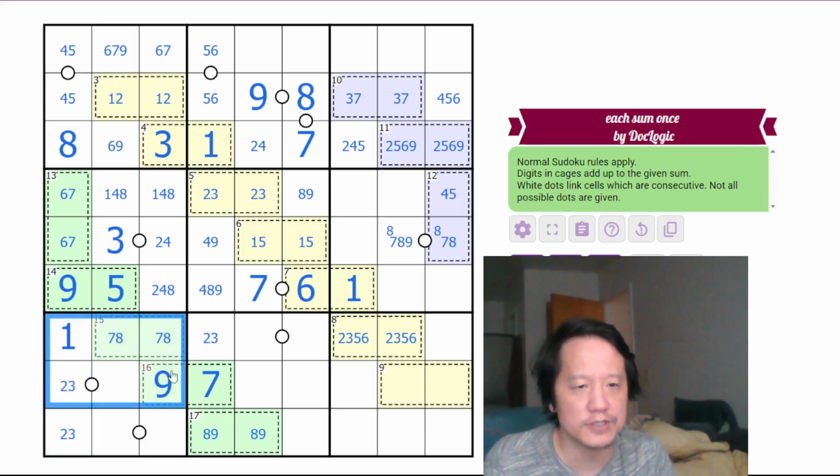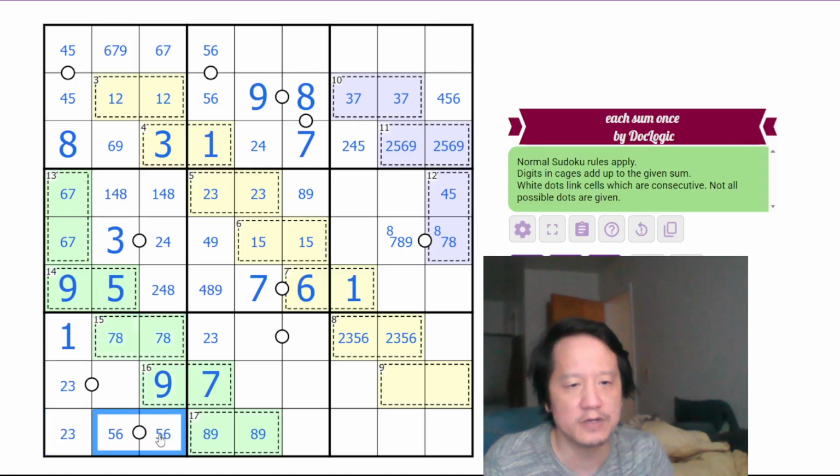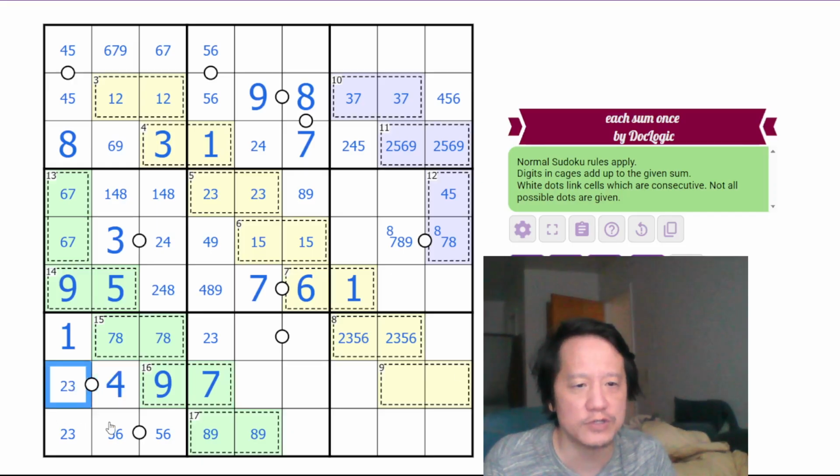So where is 6 in the rest of this box? It has to be here, which is only consecutive with 5. That forces this to be a 4, which is only consecutive with 3 out of 2 and 3, and therefore that's 2. 4 eliminates 4 in the rest of the column.